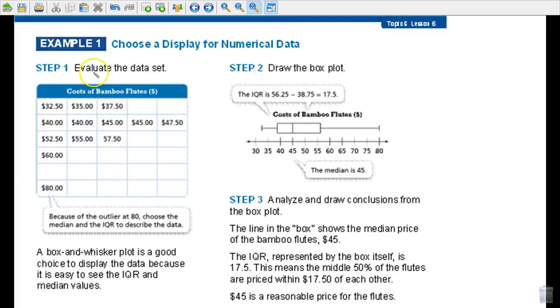So evaluate the data set. They set it up where the whole first row is 30s, 40s, 50s, 60s, there are no 70s, and then 80s. They tell you because of the outlier at 80, 80 is the outlier, choose the median and the IQR to describe the data. So I've said this a few times in past lessons.